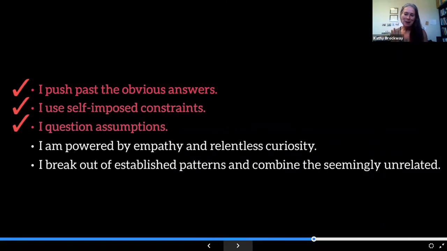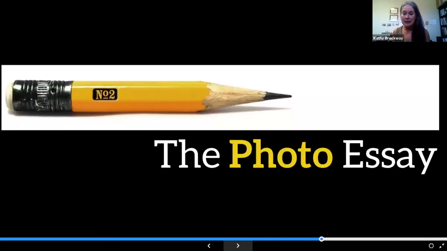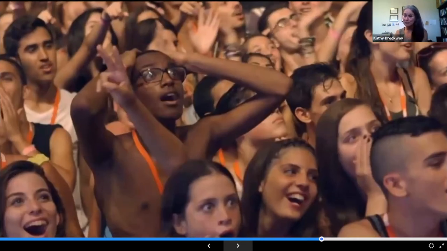So a couple of other quick activities I wanted to share with you, and I want you to keep talking to me as well. I'm powered by empathy and relentless curiosity. I'll do what I call the photo essay in class. I'll give them a photo and I'll say, tell me the story. So I'm going to ask the same of you. Looking at this photo, can you tell me the story?